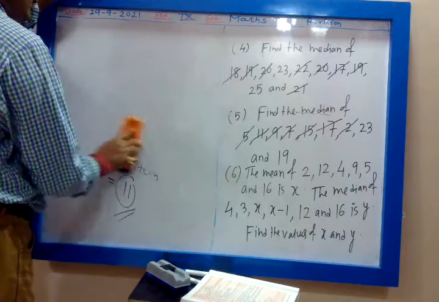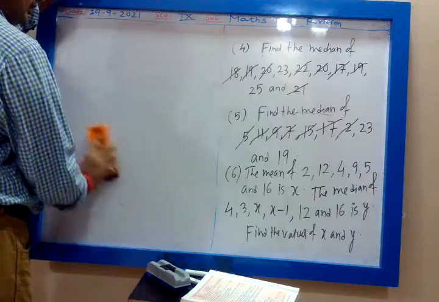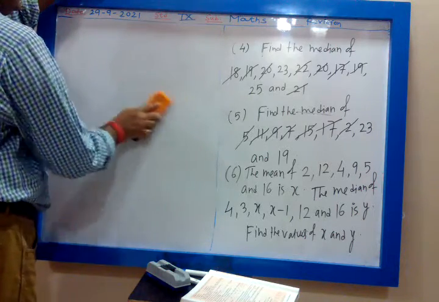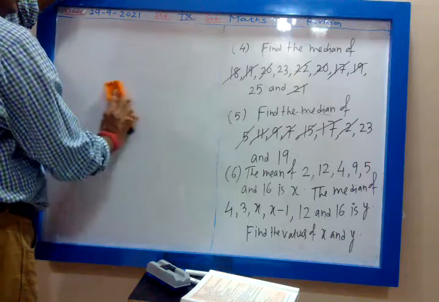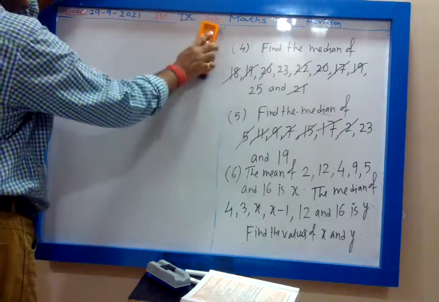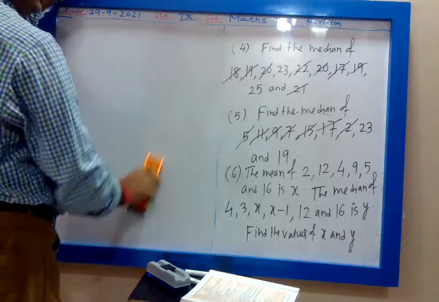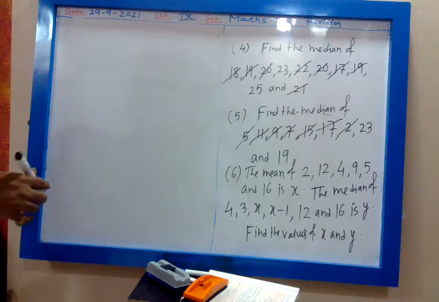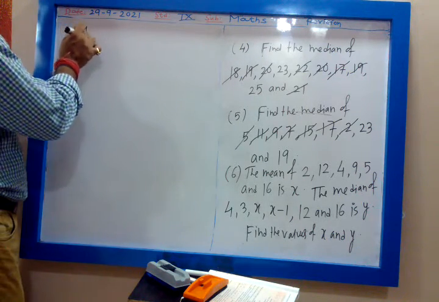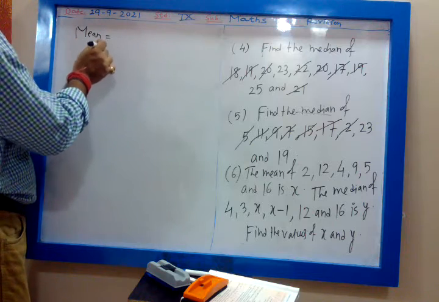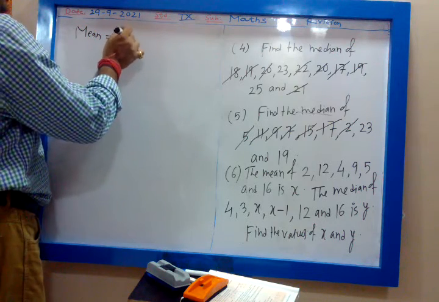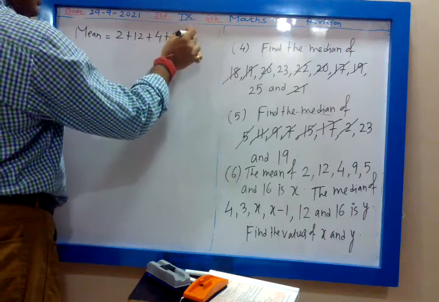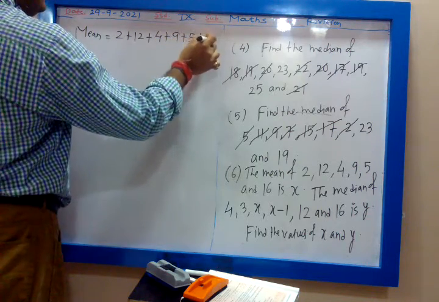What is the value of x? 8. X is 8. And y? It comes in the mixed fraction. Okay, let us see. The mean of these observations is x. So the mean of these observations. What are the observations? 2 plus 12 plus 4 plus 9 plus 5 plus 16.